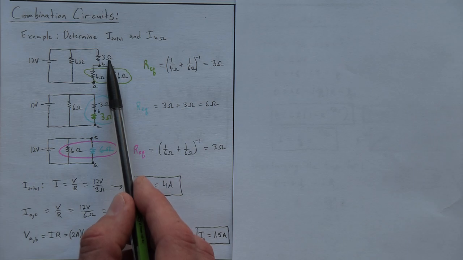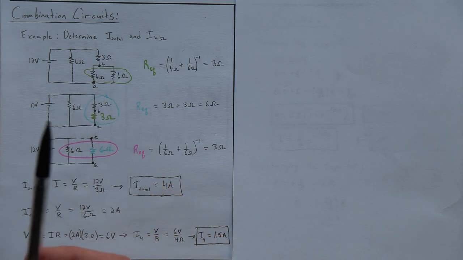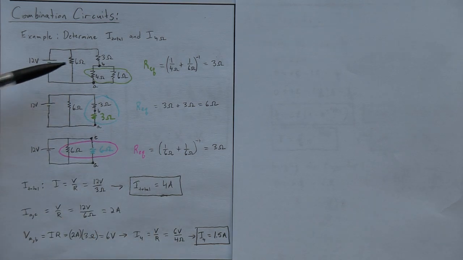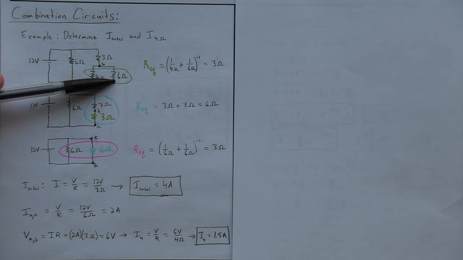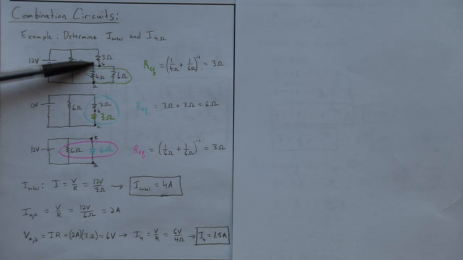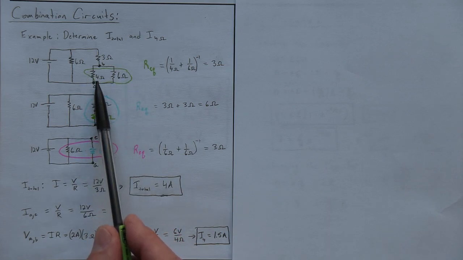Some people might say, well, the 3 and the 4 are in series. They are not. In order for two resistors to be in series, all the current passing through the first resistor has to pass through the second one. But look here, some of it can escape on this branch. So they don't have the same current, they're not in series. The only part of the circuit that's purely series or purely parallel is what I circled in green, the 4 ohm and the 6 ohm.